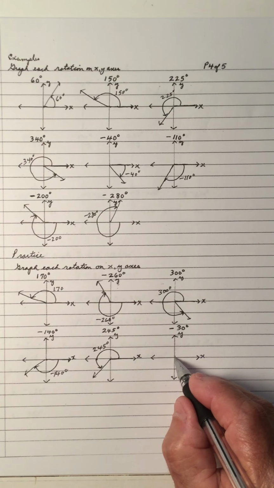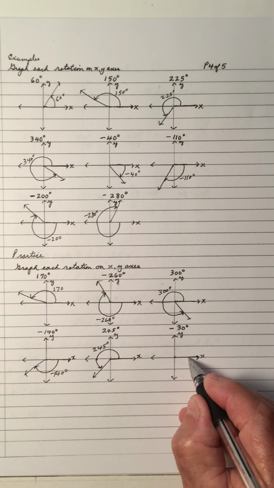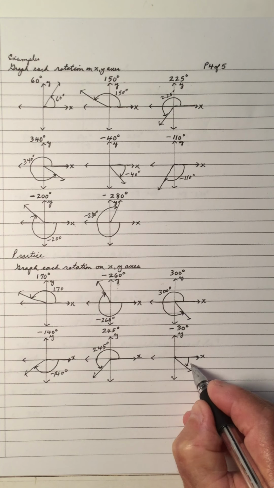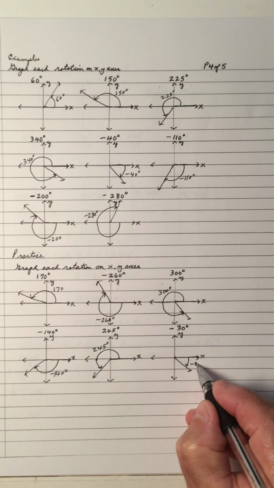And a negative 30 from the initial arm. Negative 30 is right here. We rotate clockwise.